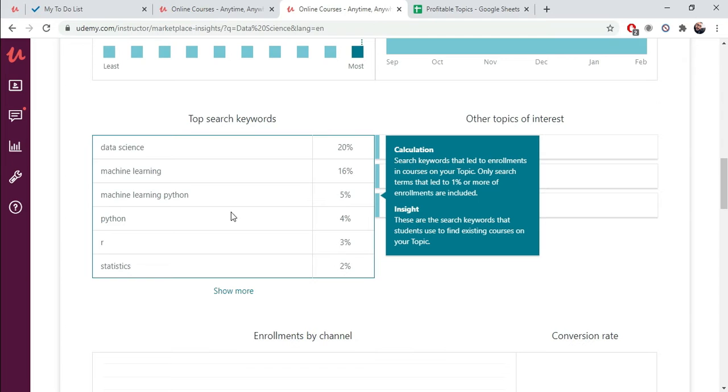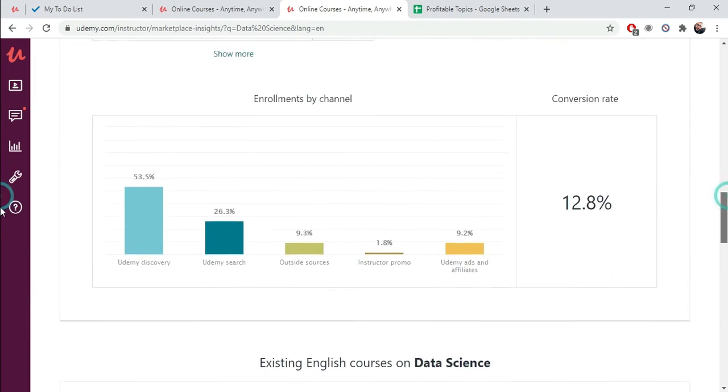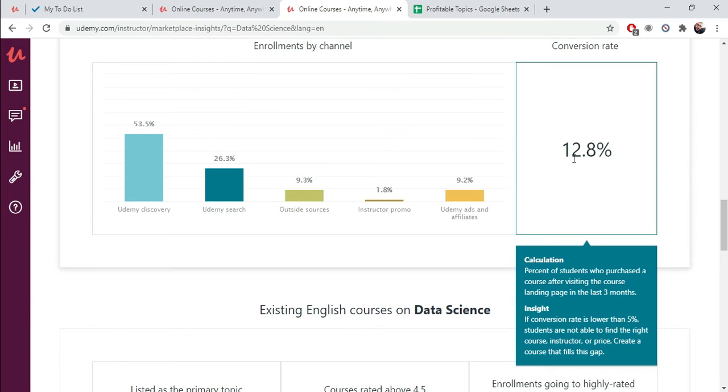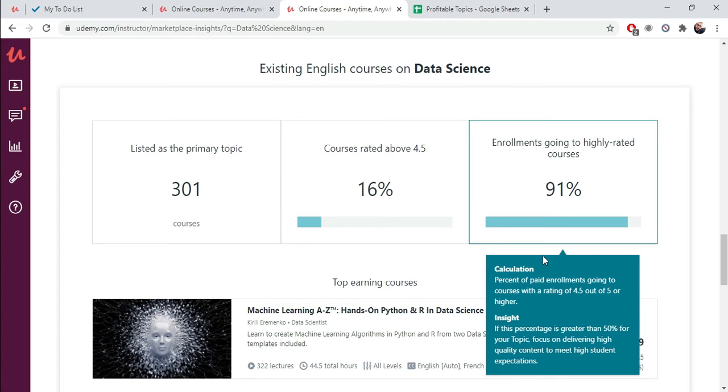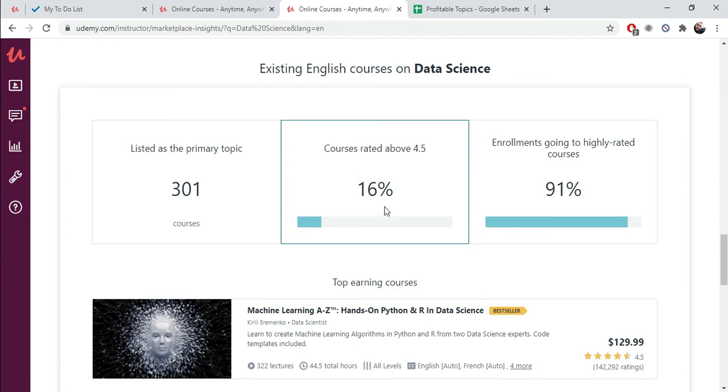And these are the keywords, right? These help with SEO. So you need to put these in your course landing page in order for your course to rank highly. The conversion rate is great, almost 13%. And if you go down, there's 301 courses under this topic, data science. Enrollments going to highly rated courses are 91%, and only 16% of the courses. So if you can create a pretty high quality course and then get it to an average rating of 4.5 or above, you're going to do really well on the platform.